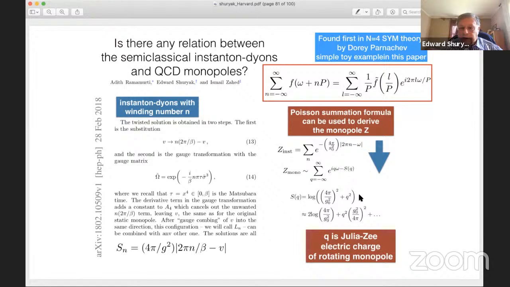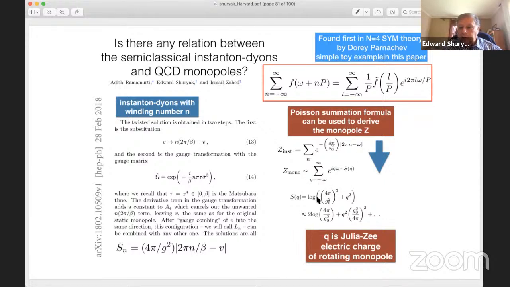So does it make sense? The answer is it does make sense. So what is the action, this S of Q? First of all, who is Q? Q is a new integer number. Now, when you have a monopole, it is purely magnetic. If monopoles start moving, it generates an electric field. If monopoles start rotating around themselves, they also generate an electric field. That was found by Shuryak many years ago. So this Q over which we sum is the electric charge of the rotating monopoles. So this is a sum of rotating states of a monopole, similar to the example which I just gave.